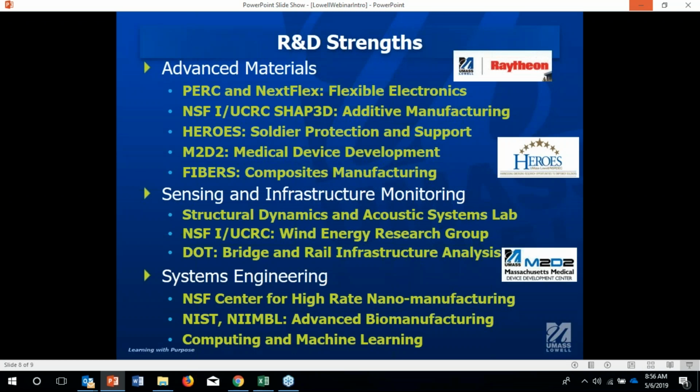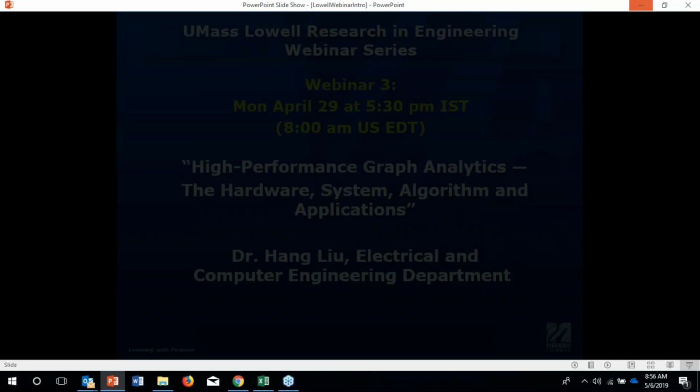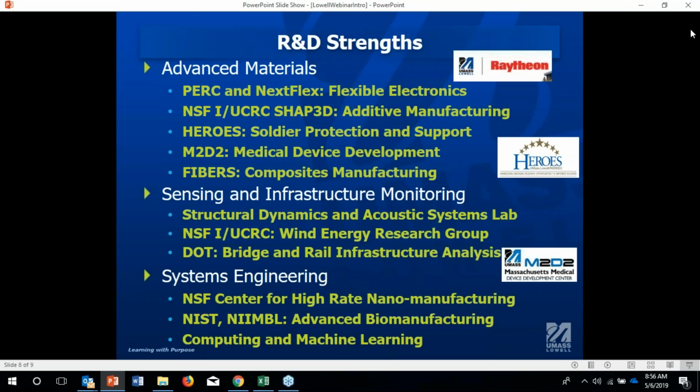Our strengths are in advanced materials. We have several centers in that area, in particular flexible electronics, additive manufacturing, soldier protection support, medical device development, and composites manufacturing. Under sensing and infrastructure monitoring, we have structural dynamics, acoustic systems lab, wind energy research group, bridge and rail infrastructure. Under systems engineering, we have the Center for High Rate Manufacturing, advanced manufacturing, computing and machining lab, learning, and so this is the final slide there. We will have another one next week.